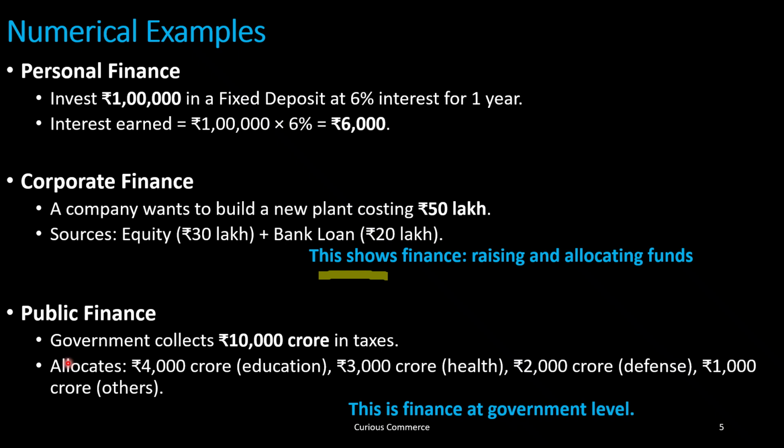The third one is public finance. The government collects 10,000 crores in taxes, allocates 4,000 crores towards education, 3,000 crores towards health, 2,000 crores towards defense, and the remaining 1,000 crores to other activities of the government. This is finance at government level.